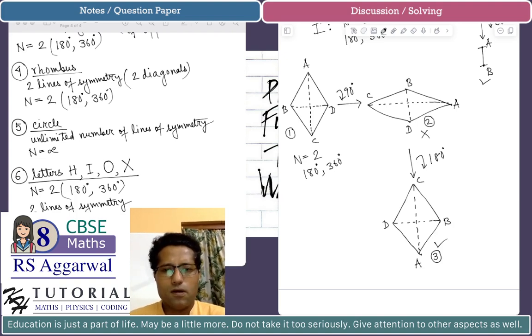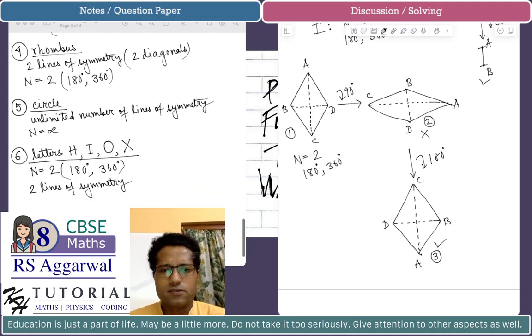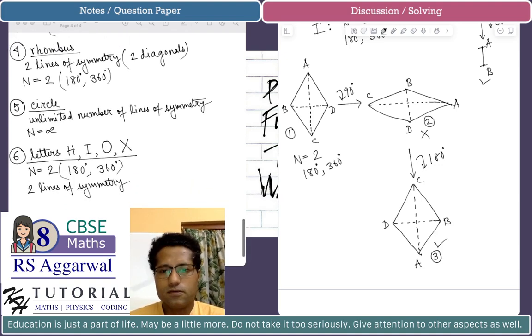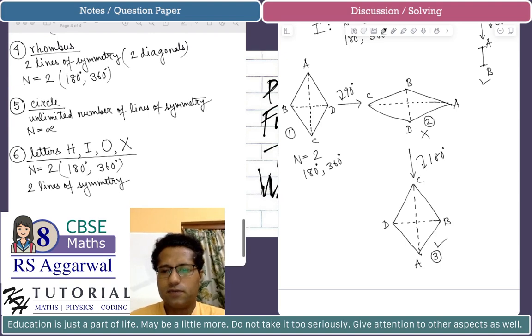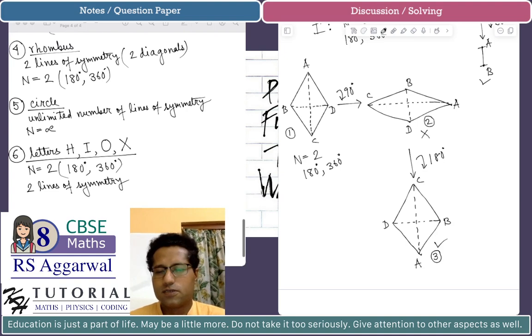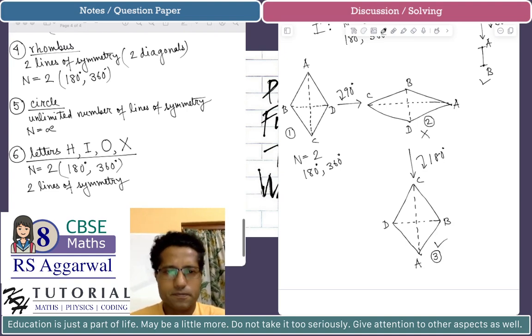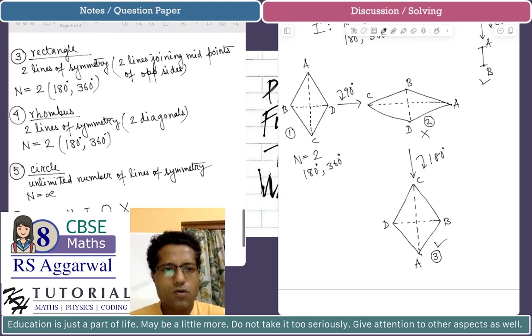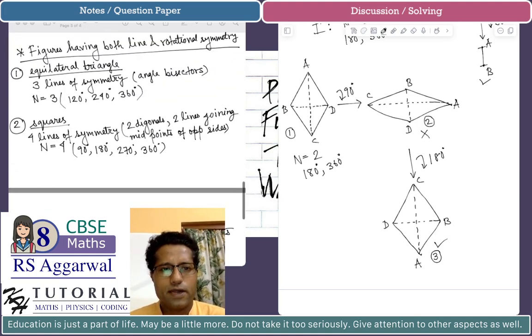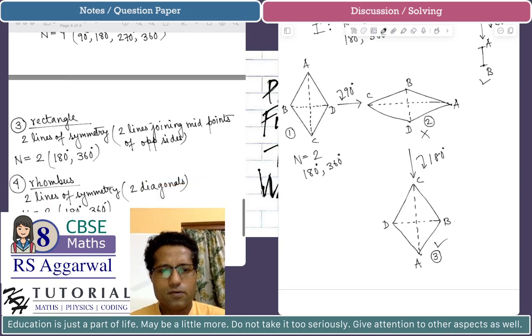Now the letters H, I, O, X, these are all figures which have both lines of symmetry as well as rotational symmetry, that is, they have both reflection symmetry and rotational symmetry. So we discussed the equilateral triangle, squares, rectangle, rhombus.